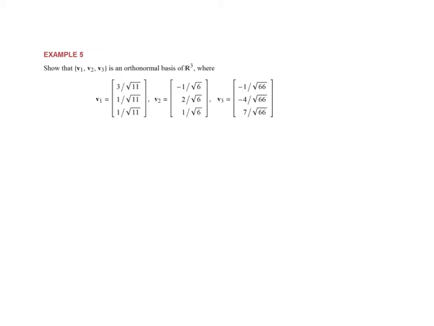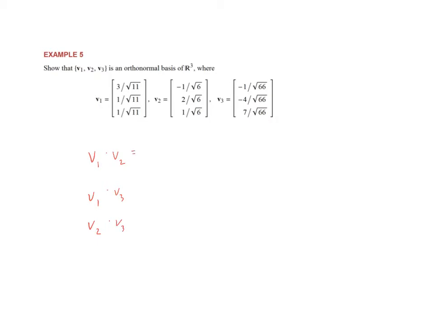And we have an example where we have to show that something is an orthonormal basis. So we have a little bit of work to do here. We need to find 4 different dot products: v1 dot v2, v1 dot v3, v2 dot v3. And when I said 4, I of course meant 3.